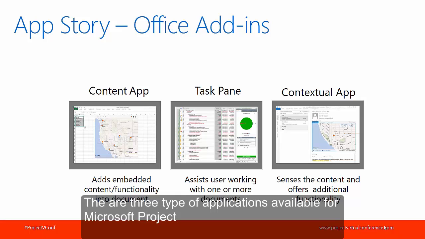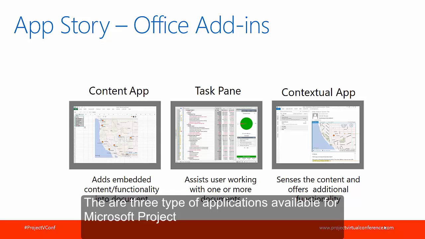There are three types of applications for Microsoft Project. Content apps embed content into the document. So in this example that we're showing on the slide, the app places points on a map, and this map is embedded into the Excel document. Contextual apps can adjust their behavior depending on what the content of the actual Office document is. In this example, we have a mail message that has an address in it, and when the application recognizes an address, it pops up and maps a point and produces a map with that point on the map.